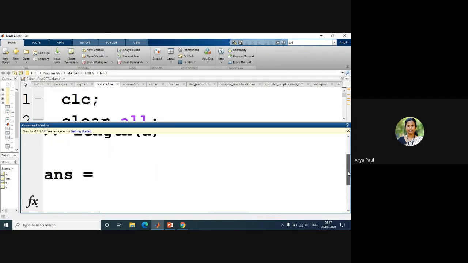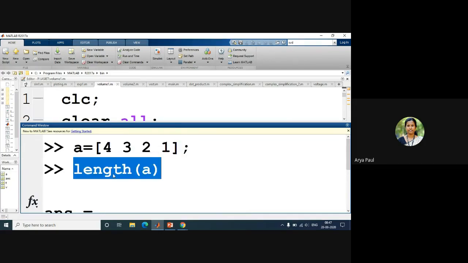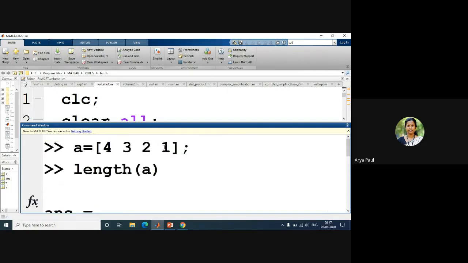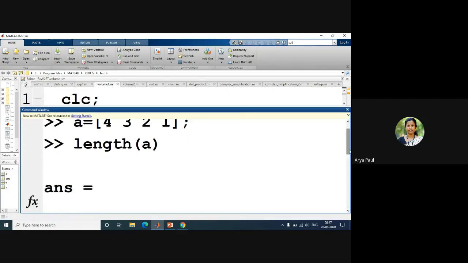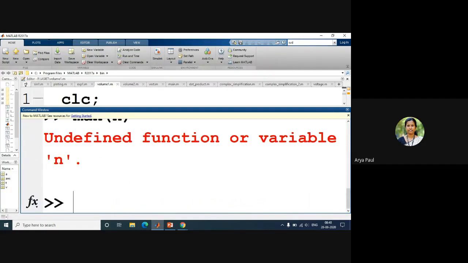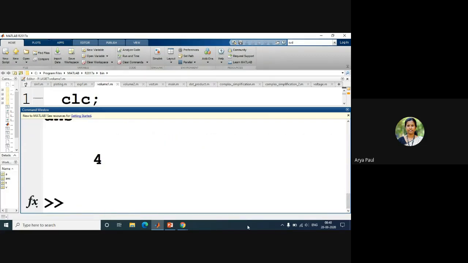So in order to find the length of an array, you can use the keyword length. Another built-in function is minimum value. To find the minimum value of an array, you can use min of A. Minimum value of this array 4, 3, 2, 1 is 1. Just type the function min of A. Similarly, you can type max of A, which will give you the maximum value, 4.